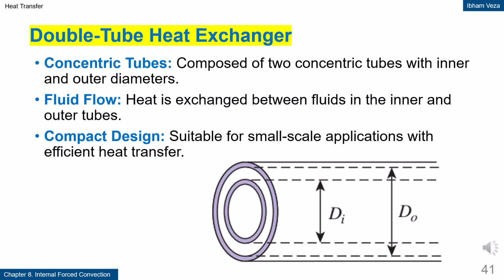Double tube heat exchanger. A double tube heat exchanger consists of two concentric pipes, one inside the other. One fluid flows in the inner pipe, while the other flows in the annulus region. Heat is transferred from one fluid to the other through the pipe wall. This configuration is simple and easy to analyze theoretically. This type is widely used for small-scale applications and laboratory experiments.